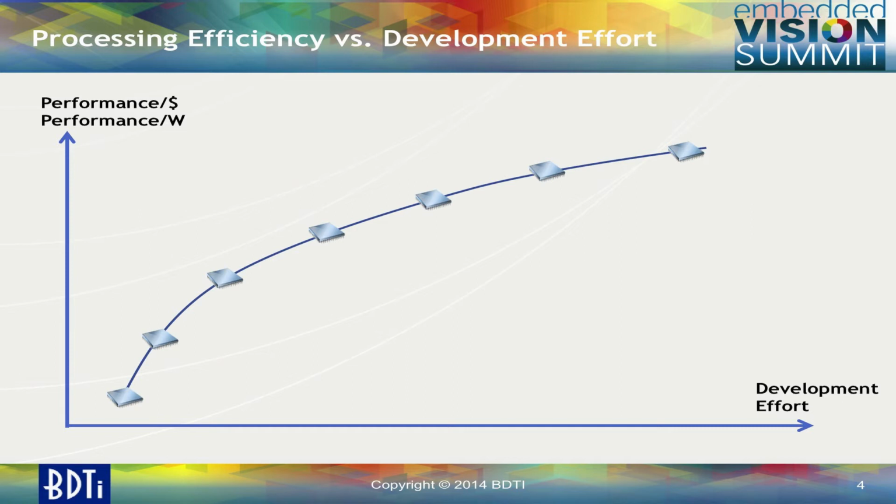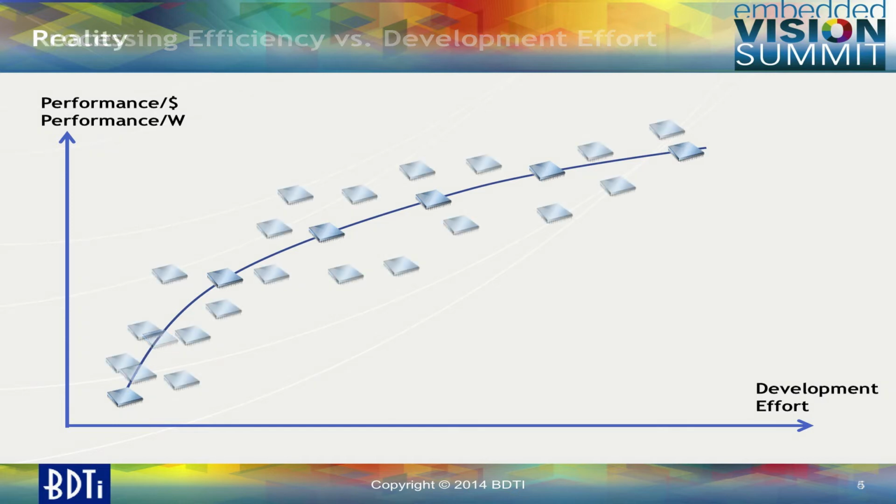And we get into kind of a diminishing returns situation where once we're up on this curve, each additional increment of performance per dollar or performance per watt costs us a lot more in development effort. Now, of course, this is a simplification. This is a very conceptual chart. Real life, actual chips you can buy don't really look exactly like this. Real life is a bit messier.